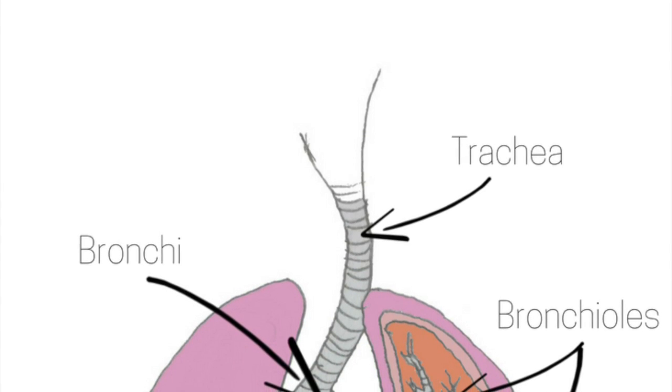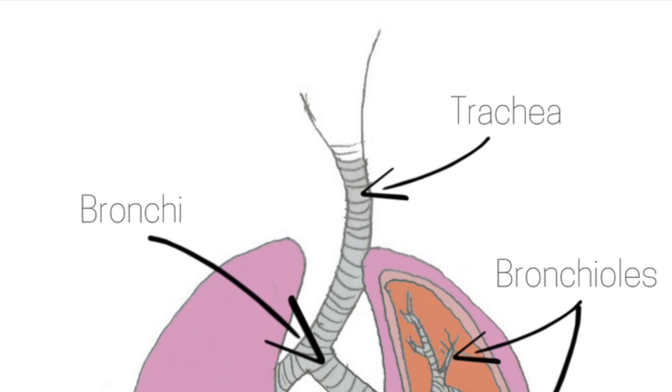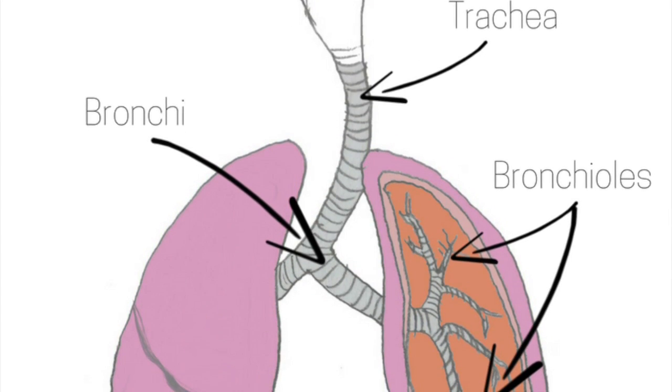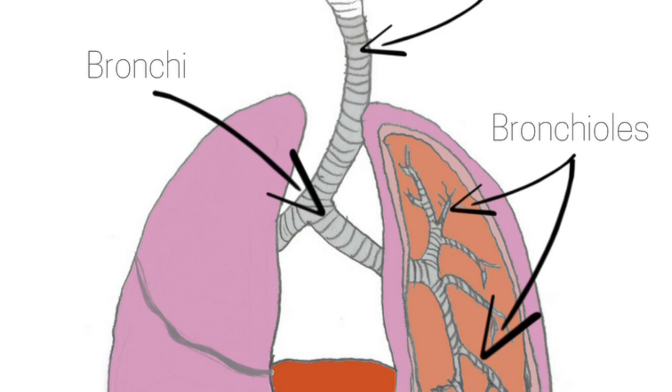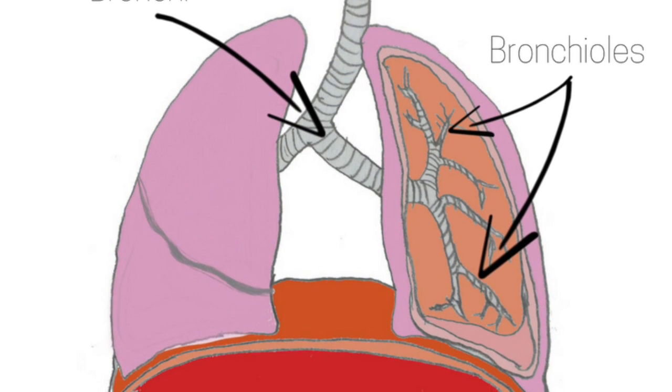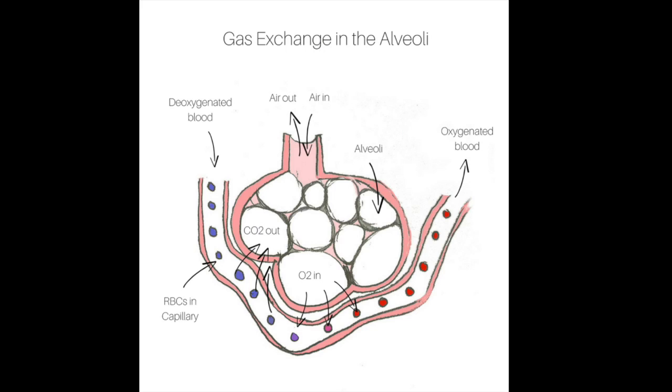As we inhale, air moves in through the nose, passes through the nasopharynx and oropharynx into the trachea. The trachea then branches into the left and right bronchi, which further branch into bronchioles, which eventually terminate in sacs called alveoli. The alveoli are where the exchange of carbon dioxide and oxygen occurs.